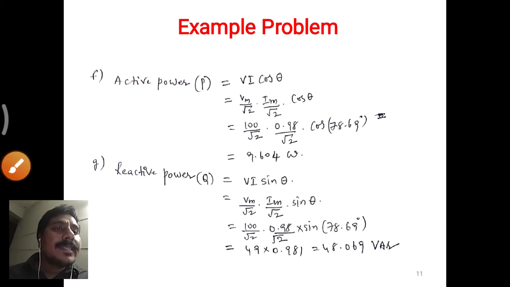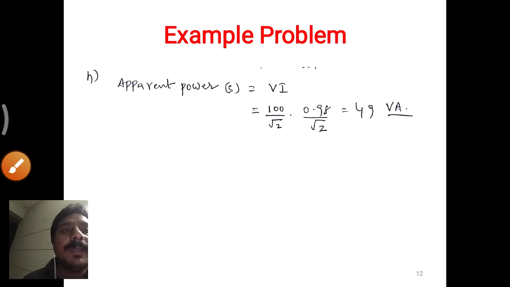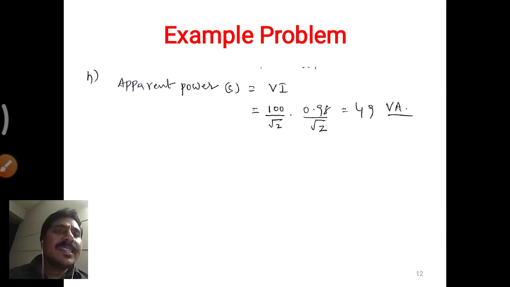Similarly, next we have to calculate apparent power, that is S. S is nothing but VI. All these are RMS values. So the RMS value is Vm by root 2, that means 100 by root 2. Current value, peak value 0.98 by root 2. So we are finally getting 49 volt amperes.